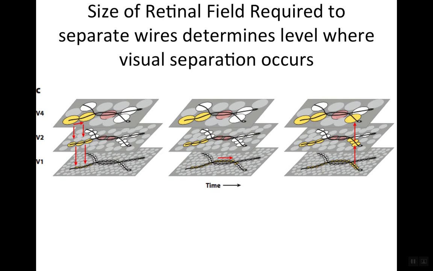So over time, you'll see that if we go to the right side of the figure, again, when we get to the end, the receptive fields are now large enough that area V4 can handle the disentangling and do it faster. So the process of disentangling moves up to a higher level.